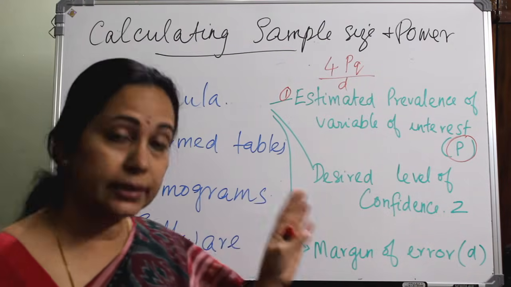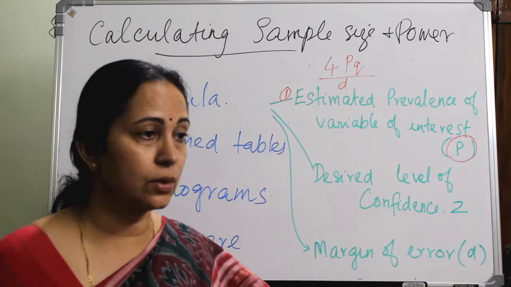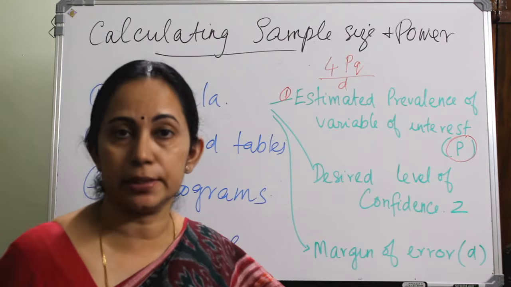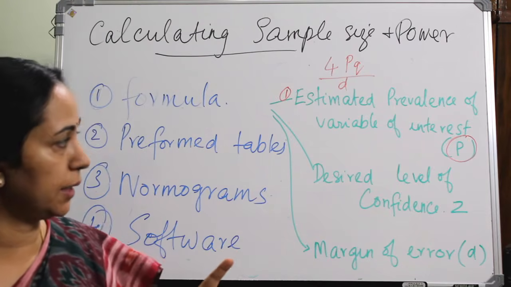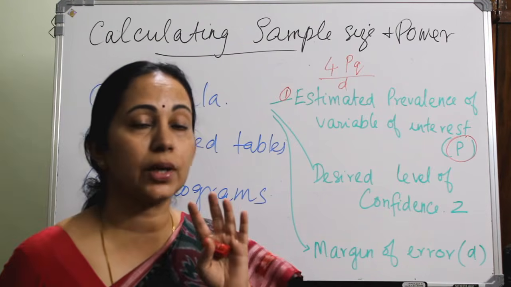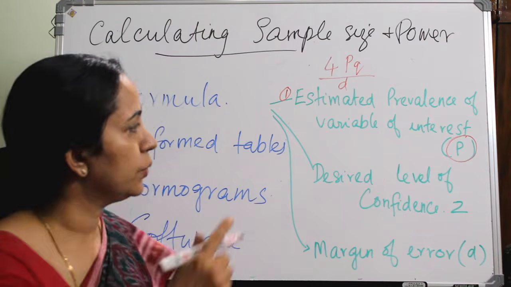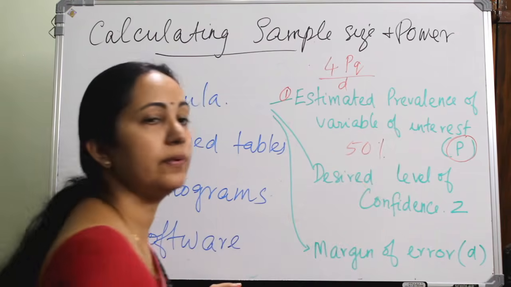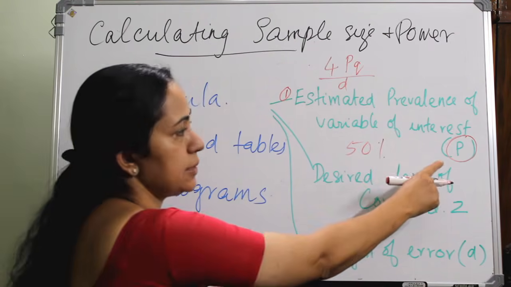You can take the P from your pilot studies or from a literature review. If you find previous studies of similar nature, you can take it from there. And if you cannot get an estimate of a previous value, you can take this P as 50%. Okay, so that is P.